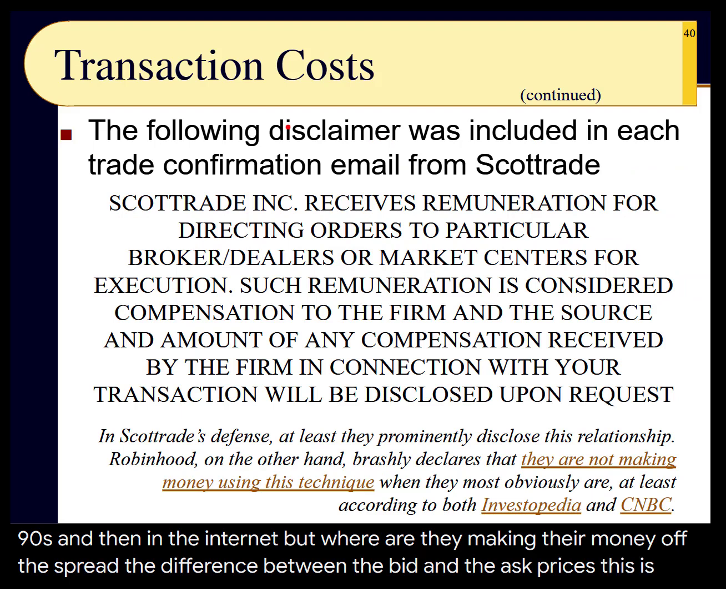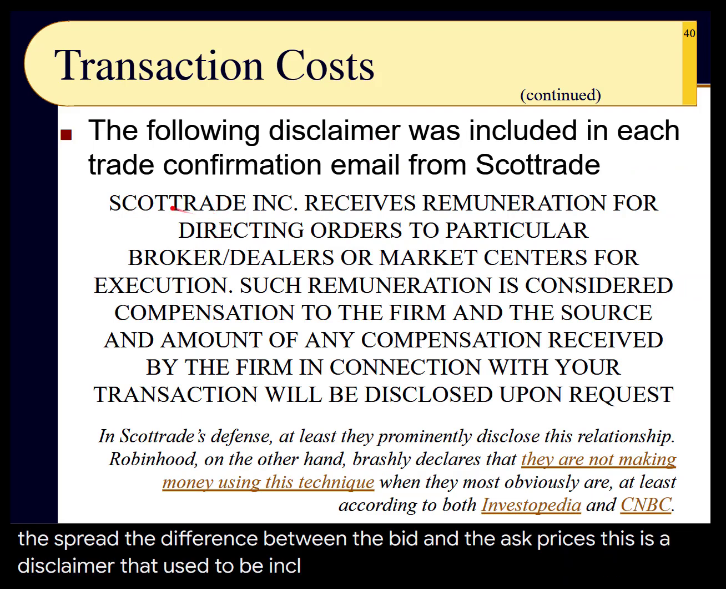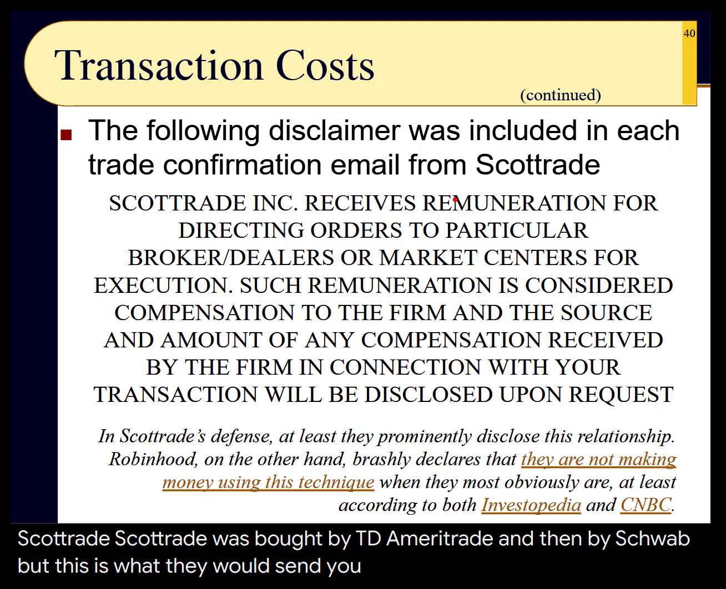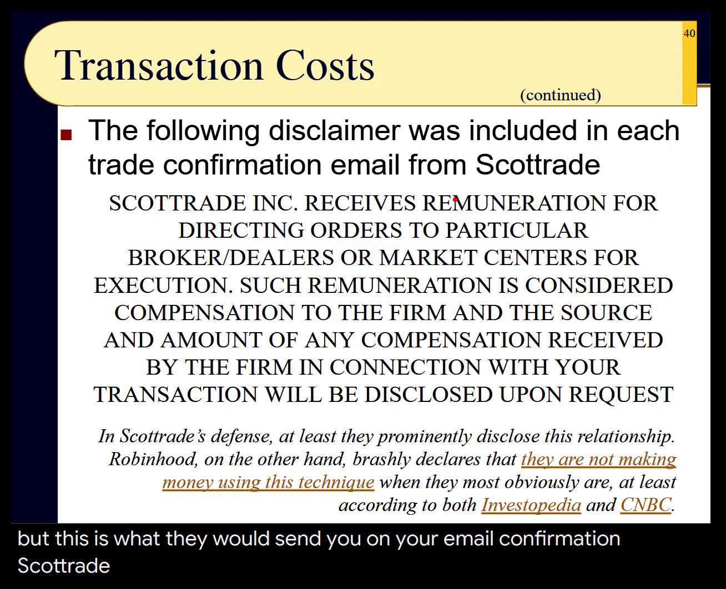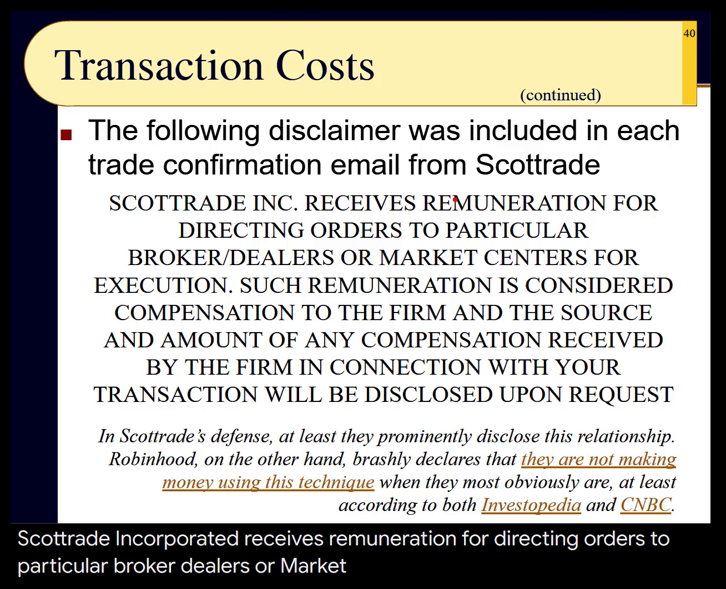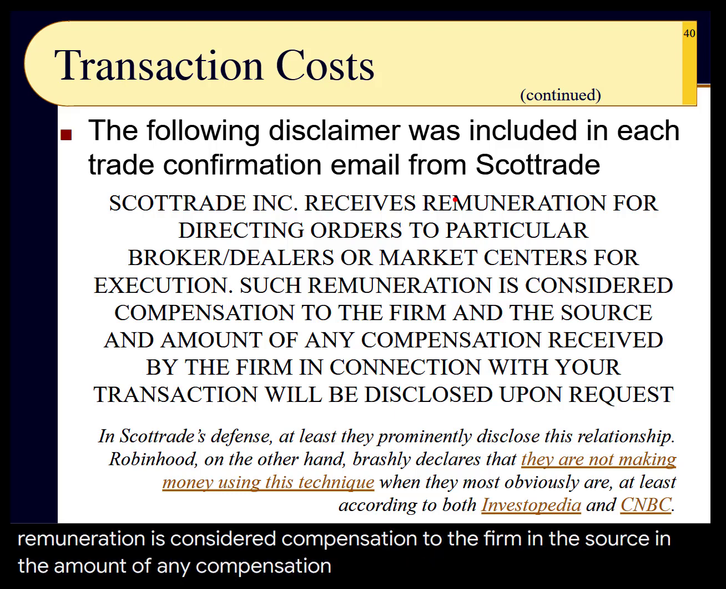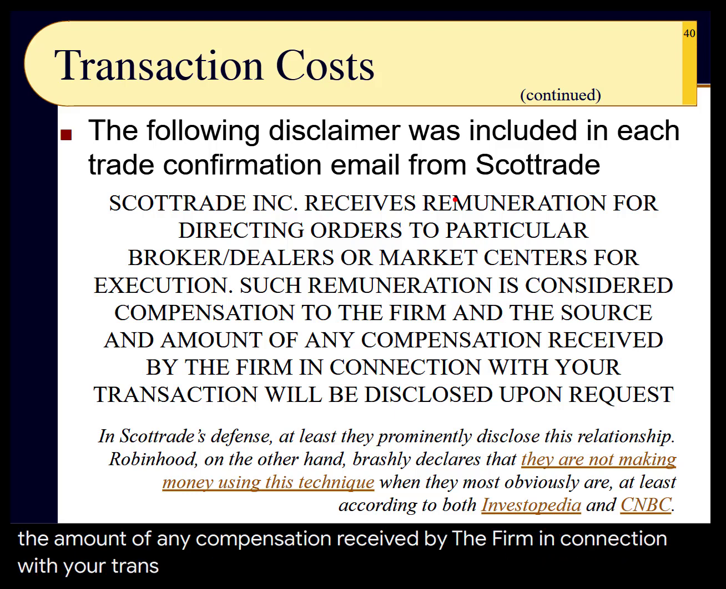This is a disclaimer that used to be included in every trade confirmation from Scottrade. Scottrade was bought by TD Ameritrade, and then TD Ameritrade was bought by Schwab. But this is what they would send you on your email confirmation. Scottrade Incorporated receives remuneration for directing orders to particular broker dealers or market centers for execution. Such remuneration is considered compensation to the firm, and the source and the amount of any compensation received by the firm in connection with your transaction will be disclosed upon request.